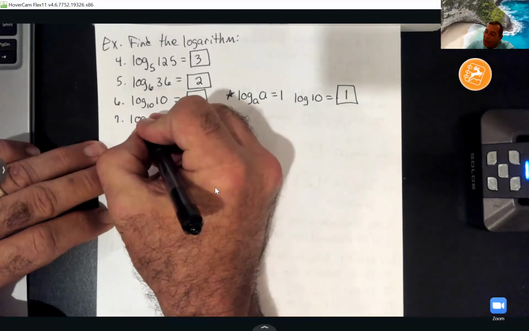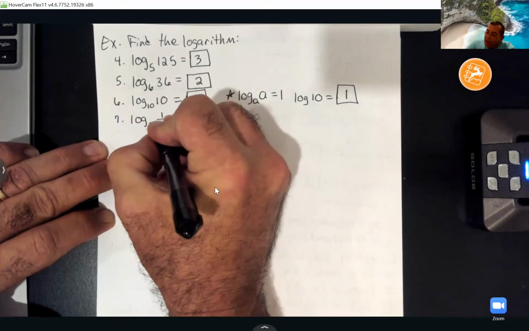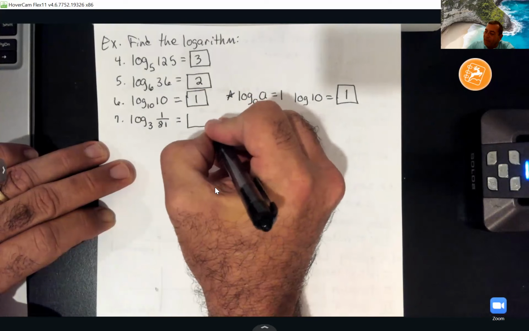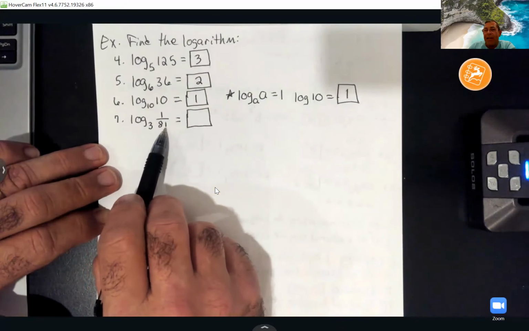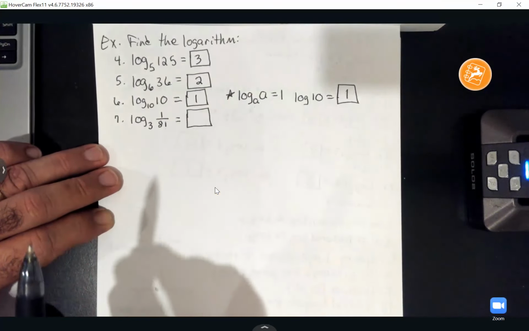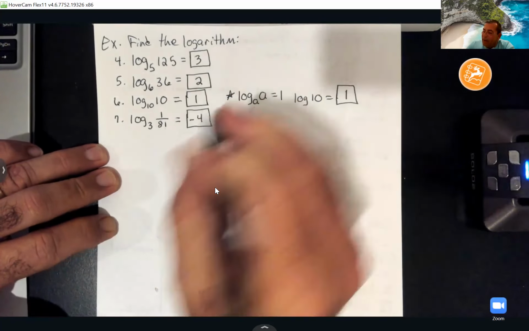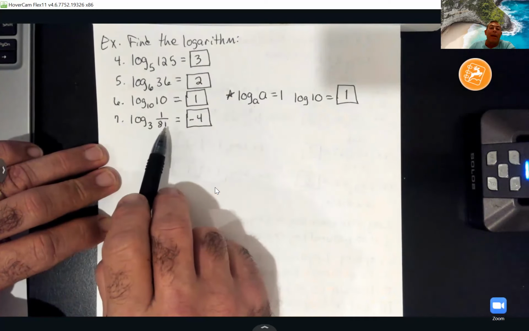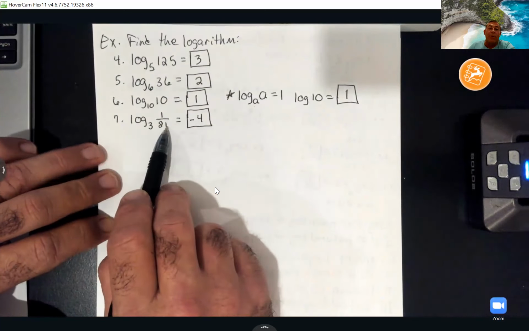See, this one's sort of tricky. How about log base 3 of 1 over 81? So I will say this, when you got fractions, you're going to get -4. -4, perfect. So the fractions create the exponents to be negative, and 3 times 3 times 3 times 3, 4 times will give you that 81.